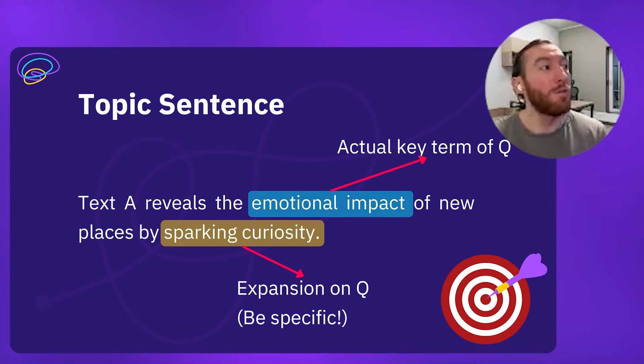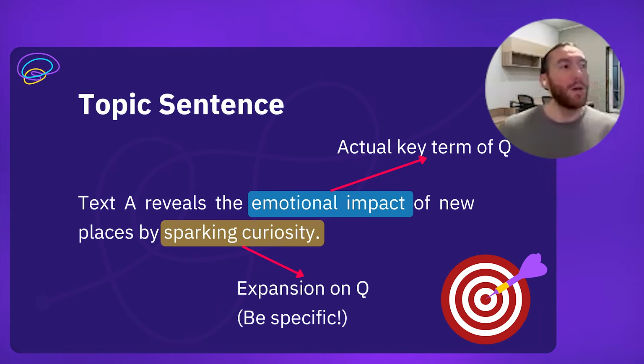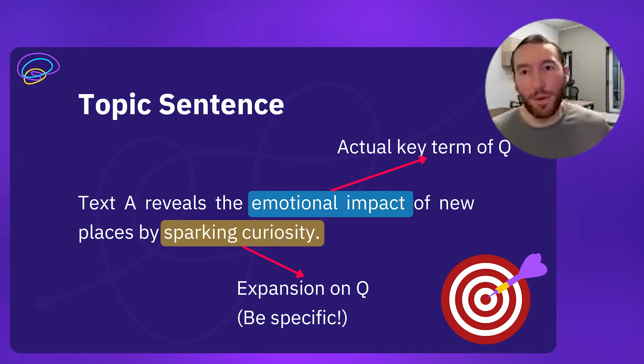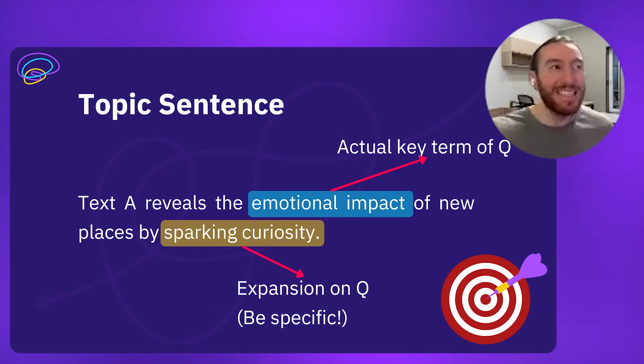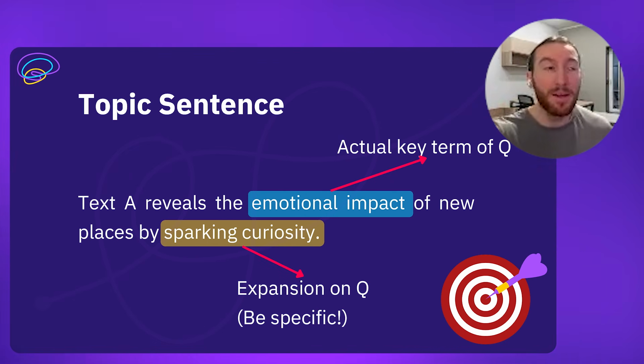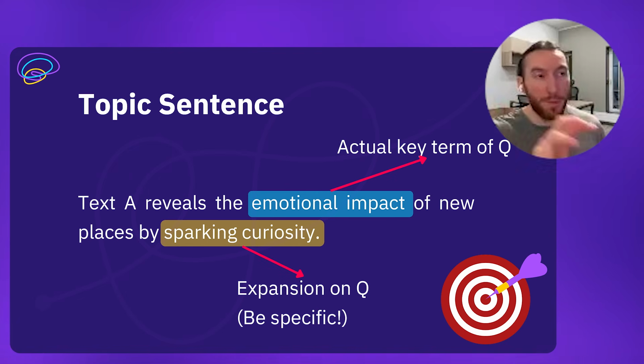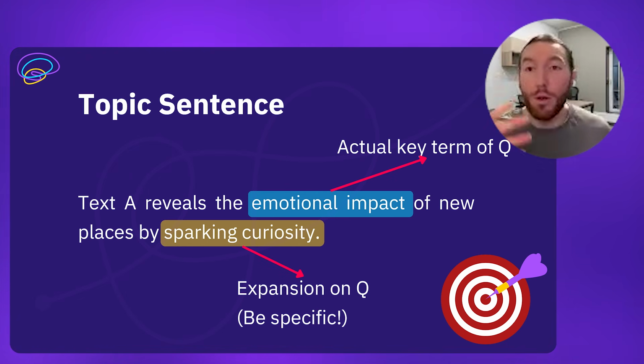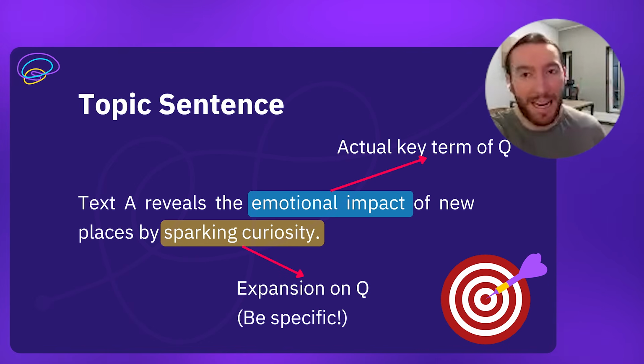Don't use synonyms. It reveals the emotional impact of new places by sparking curiosity. So the question didn't say anything about curiosity. The question didn't say anything about new places. This is what we have added. This is the specific idea. There's an emotional impact of new places, which is to spark curiosity. So do you see how that provides one specific insight? That new places spark curiosity. All of that was added in. The question didn't say anything about that.